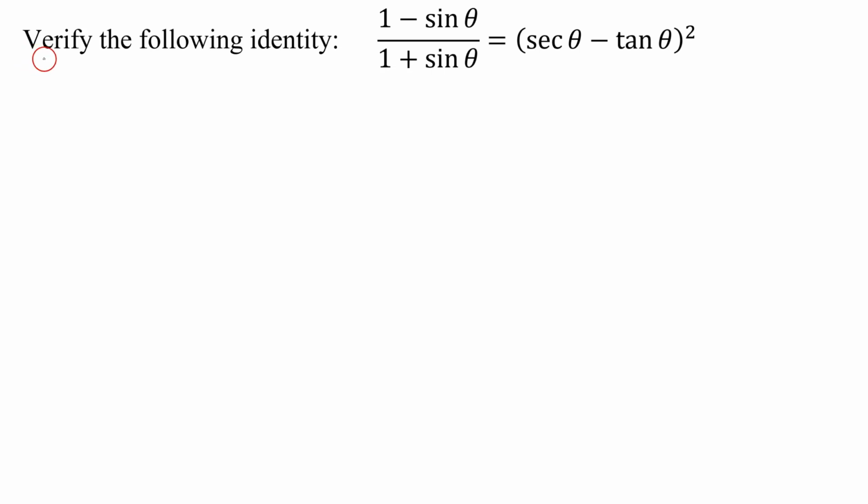In this example, I need to verify the following identity, where I have (1 minus sine theta) all divided by (1 plus sine theta) equals the quantity secant theta minus tangent theta, all squared. When working with identities, we always want to start with the more complicated of the two sides.